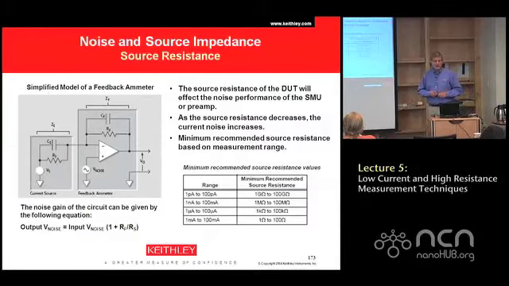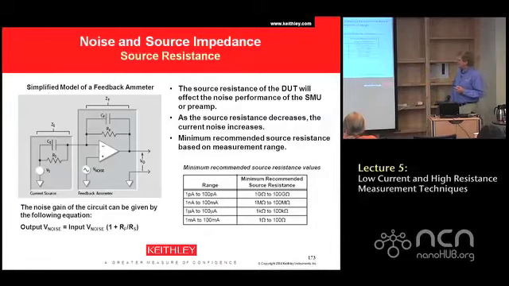Briefly again about noise and source impedance, source resistance. The source resistance of a device will affect the noise performance of the SMU. As the source resistance of your device decreases, your current noise increases. So your minimum recommended source resistance is based on your measurement range.